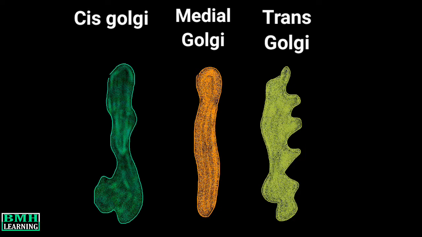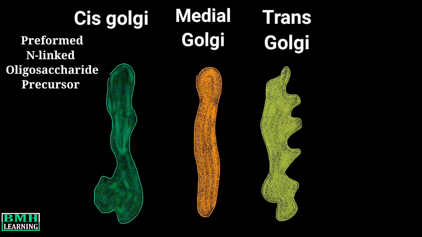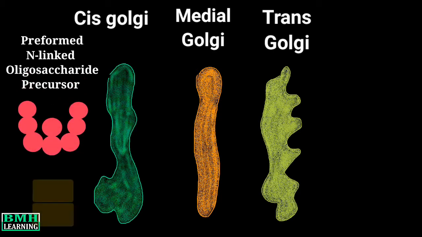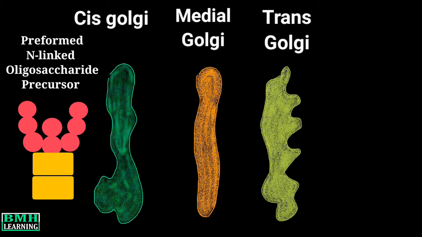Now, all the proteins which are coming from the ER possess a preformed N-linked oligosaccharide precursor which is formed of 8 mannose and 2 N-acetyl glucosamine units. If you want to know how this N-linked precursor is formed, check the link in the description.